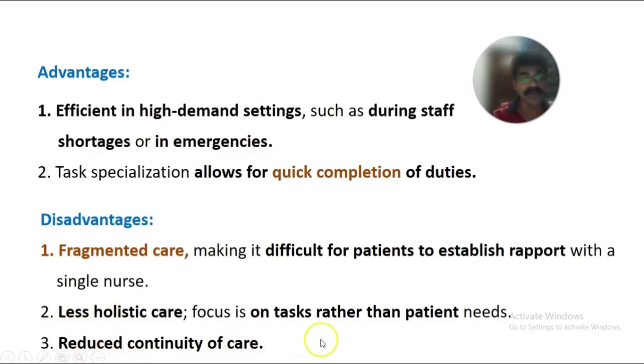Then the third one is reduced continuity of care, because each nurse bothers only about her specific function or task, not about the others. So that may lose the continuity of the care. That may reduce the continuity of the care. So these are the three disadvantages of functional nursing.